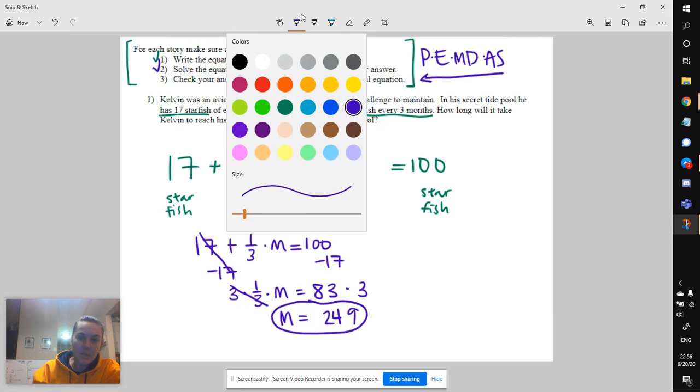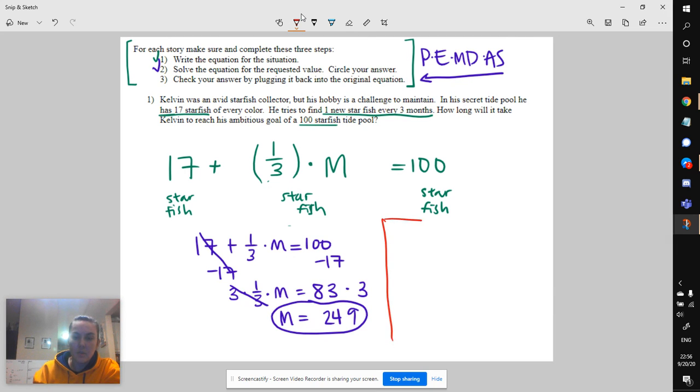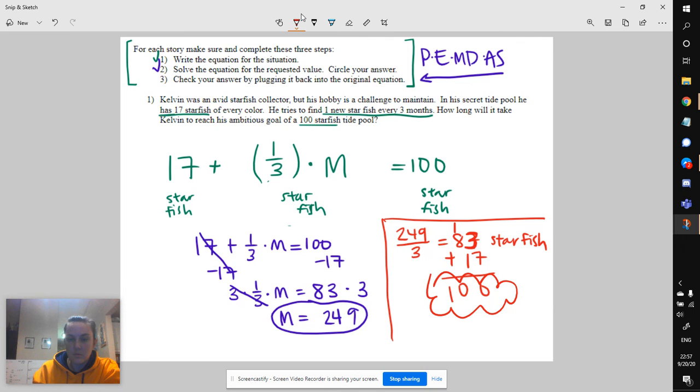All right, but step 3 is me checking my work. So I'm going to say, okay, if there's been 249 months, and every 3 months we get a starfish, that means we have 83 more starfish. But we already had 17. So I add these together for a total of 100, which is what we wanted. So now I've also checked my work. So a complete answer to one of these story problems is the equation, the answer, and the checked work.